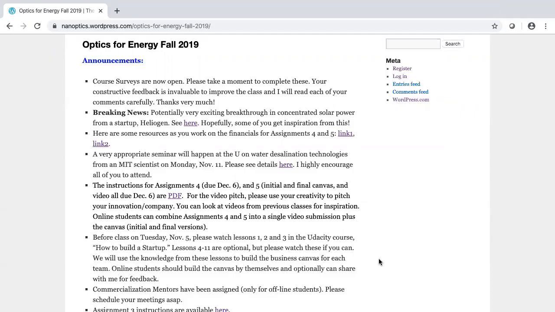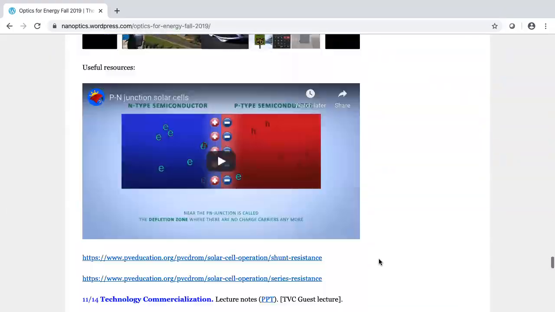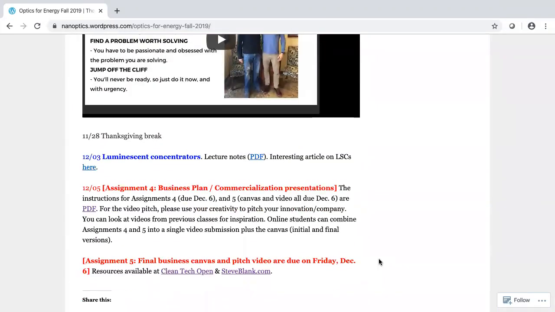Okay, so today is really the last lecture of the semester, and we're going to talk about luminescent concentrators, primarily applied to solar, but also a few other interesting applications. Today's lecture will be somewhat short because it's a single topic we're going to cover, but I want to make sure that if you have questions about the last two assignments, I will be around so we can discuss those as well.